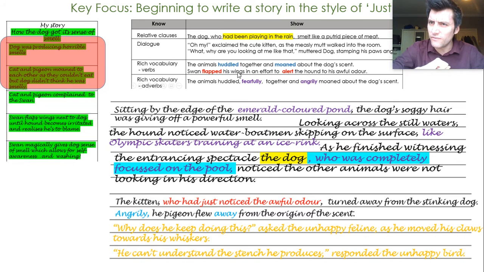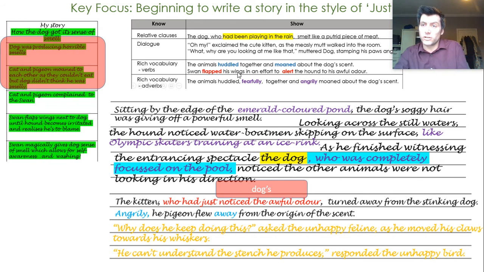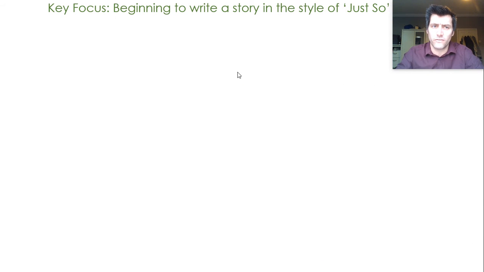But could we improve it even further? Have you found a way of embellishing or improving that vocabulary there? Right here, we've got the kitten who had just noticed the awful odor. Well, whose is it? Could I show that it's the dog's awful odor there, rather than saying here the stinking dog? Can I improve stinking? Can I use rich vocabulary? Can I use a better word than dog? So the writing that I did yesterday, can I improve it further?